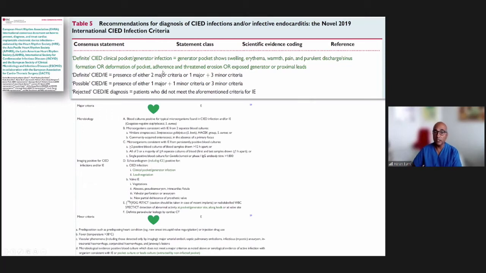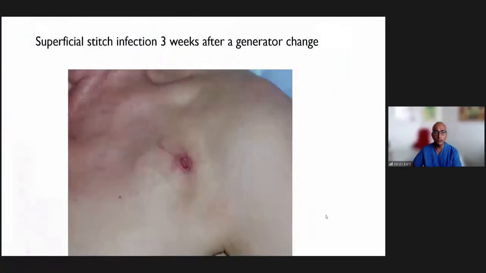And so infection actually can be diagnosed on clinical grounds, looking at the pocket, which shows swelling and oozing of pus, or also pocket adhesions or threatened erosion. Or if you see the generator or the leads, well, then that's an infected device. And then there are also other criteria, two major criteria, one minor criteria, and so forth, which are somewhat similar to the Duke criteria.